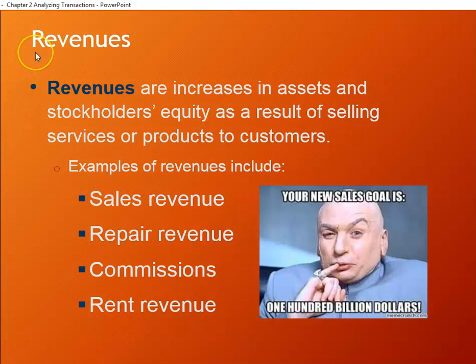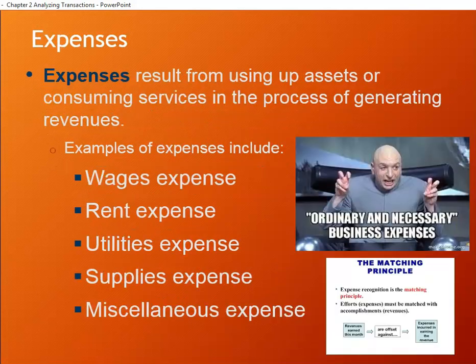So as we get into this idea of the income statement, it says revenues are increases in assets and stockholders' equity as a result of selling services or products to customers. We have examples here. Sales revenue, which is very common. We might have repair revenue. Certain businesses might have commissions as an example, and we can even have rent revenue. We also had an example in one of our exercises from last chapter where we had some interest revenue. Okay, but I want you to understand that as these earned revenues go up, we do that with a credit. Okay, and we're going to get into some examples. So if you're confused right now, just understand that we're simply laying the groundwork. Expenses result from using up assets or consuming services in the process of generating revenues, and that's kind of what we talked about.